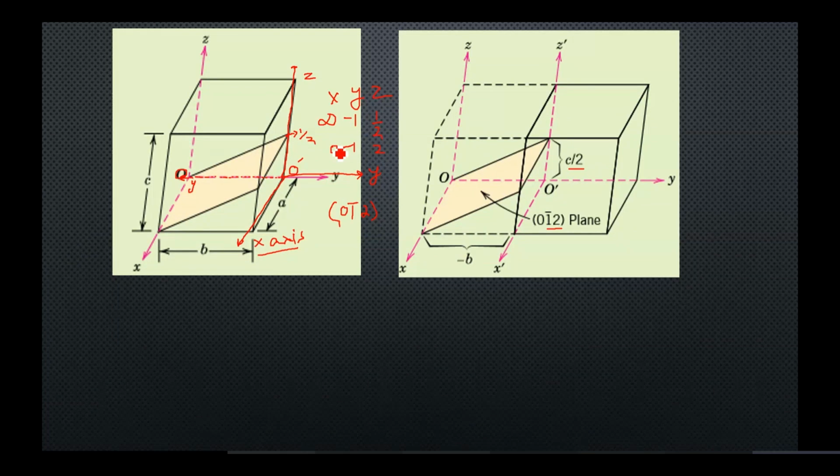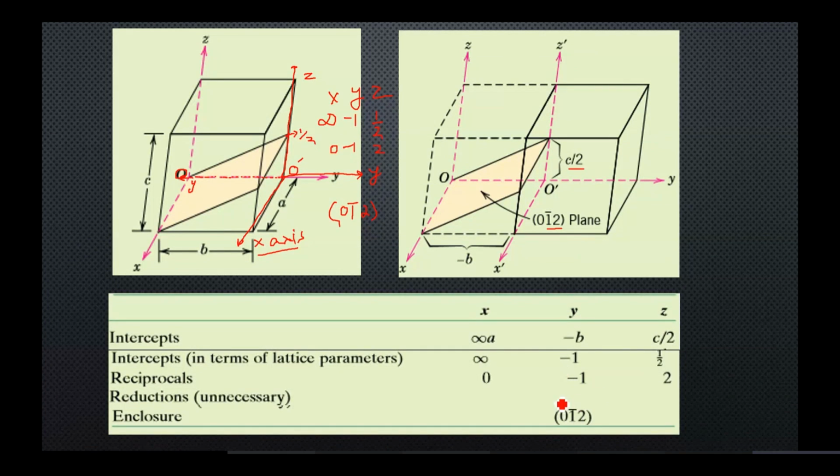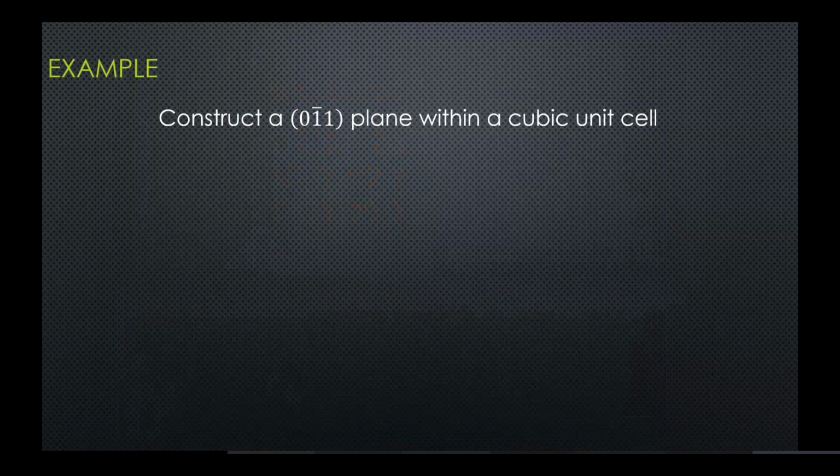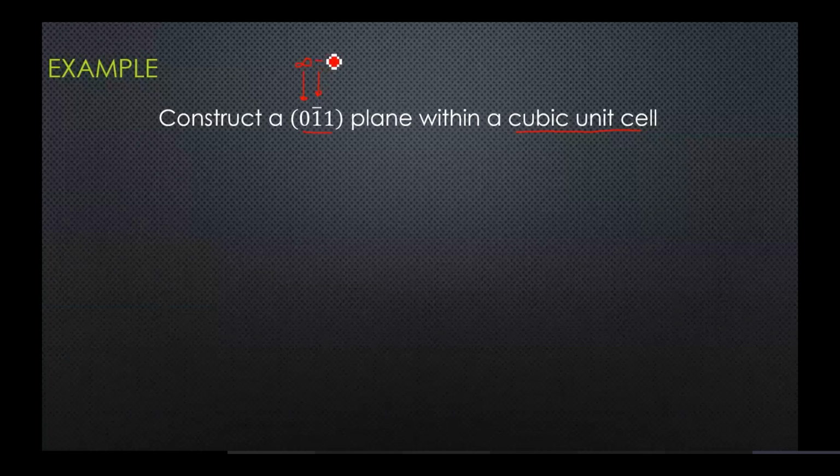All right. So the procedure is given over here. You can always refer back to the procedure. Now let's look at the situation in reverse order. You have been given a plane with the Miller indices 0, 1 bar, 1 within a cubic unit cell, and you have to draw this plane. Now this means that the intercept at x-axis is infinity, the intercept at y-axis is -1, and the intercept at z-axis is 1.